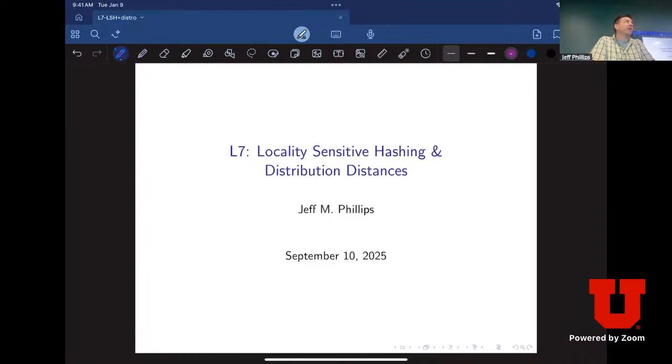And then I'll talk a little bit about some distribution distances, where what you're comparing is not just a vector, but a set of points, or a set of objects, or maybe a continuous distribution in a multi-dimensional space. How would you compare two data sets to each other? We'll talk a little bit about that, depending on how far we get.